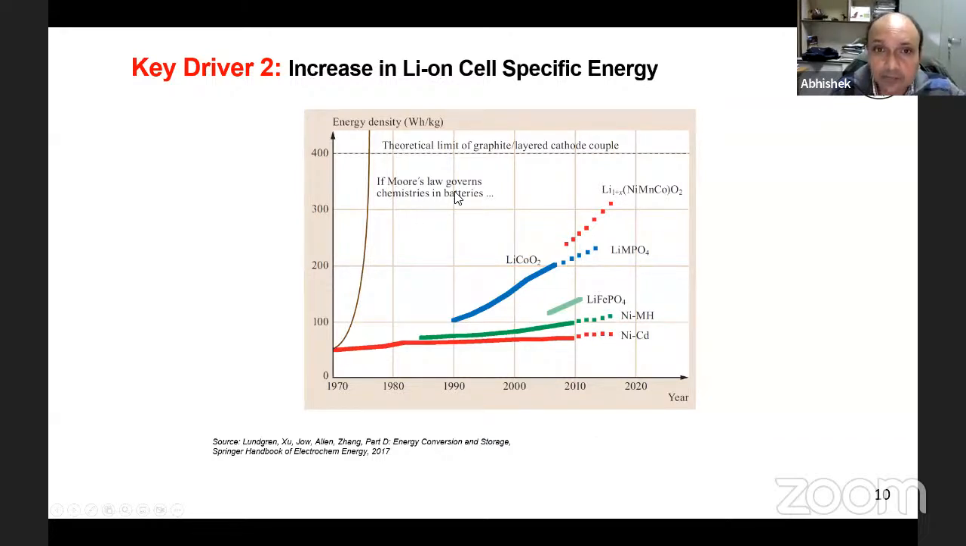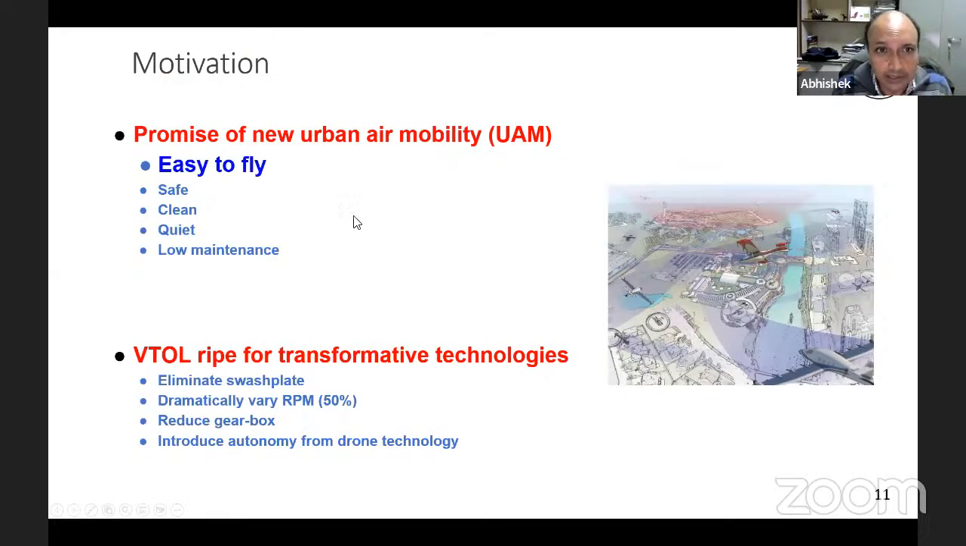As they say, if Moore's law governed the chemistry of batteries, we would already have gone off this graph, and we would have reached 400 watt-hour per kg or something way earlier. But that's not the case. The evolution of battery technology is way slower compared to some other competing technologies we are dealing with. So the motivation is the promise of new urban aerial mobility and applications such as healthcare and saving lives.